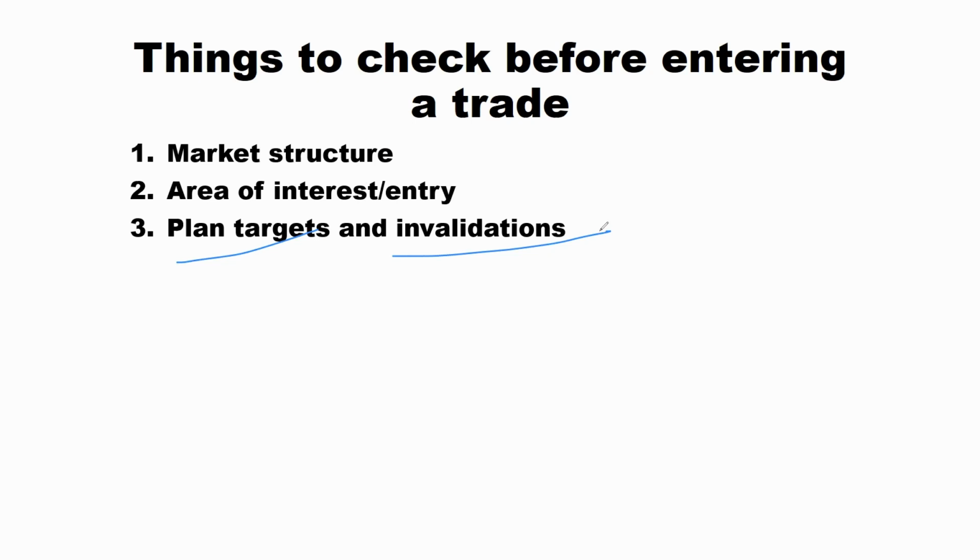So once again, we have three: market structure, area of interest and entry, and also you have to plan your targets and invalidation limits, right? So now let's look at these things in detail. Are we together? Let's look at these things in detail. Let's start with the first one, which is market structure.